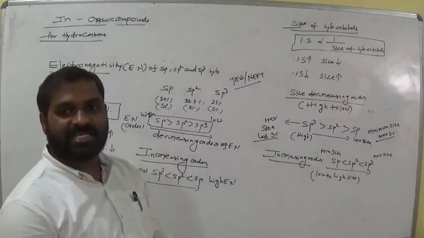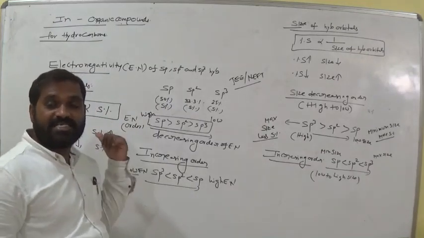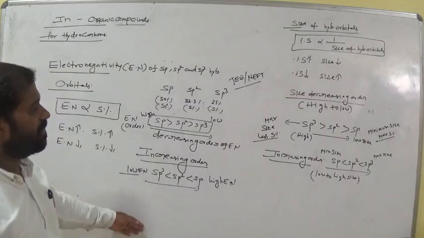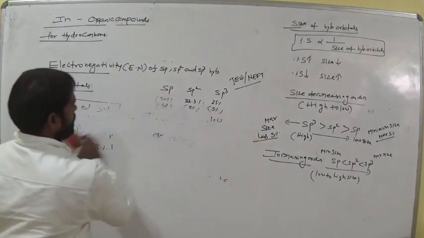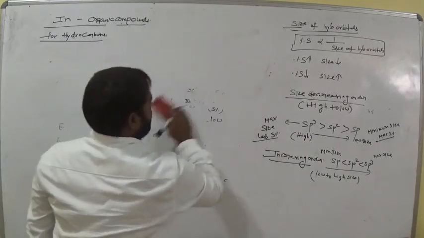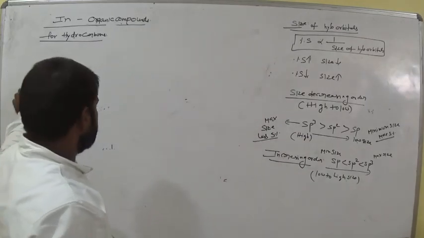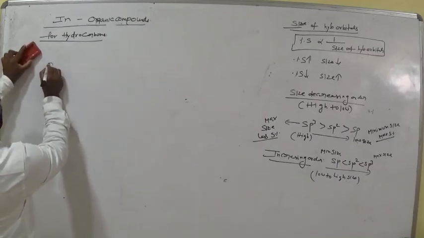So as s percentage decreases, size increases. And as s percentage increases, electronegativity increases. Okay, remember this concept. Very important. Is it clear, students, all of you? Now write the question regarding this concept.